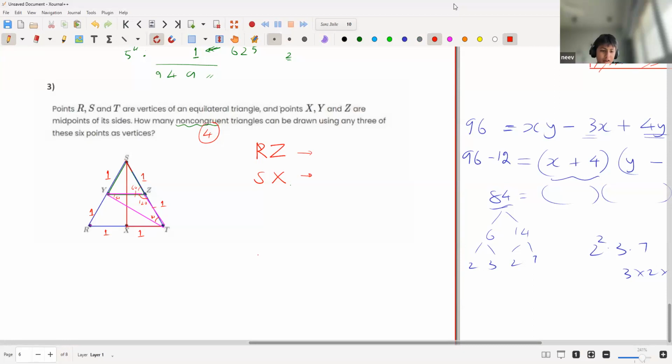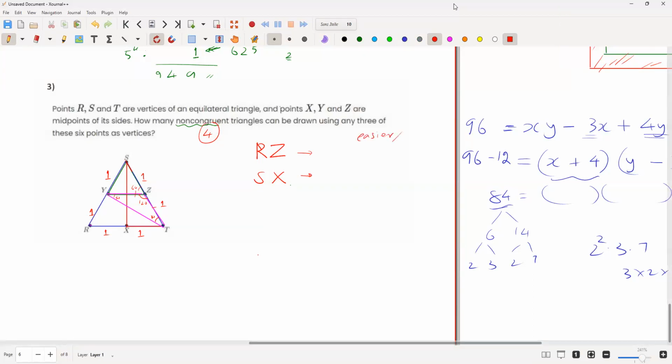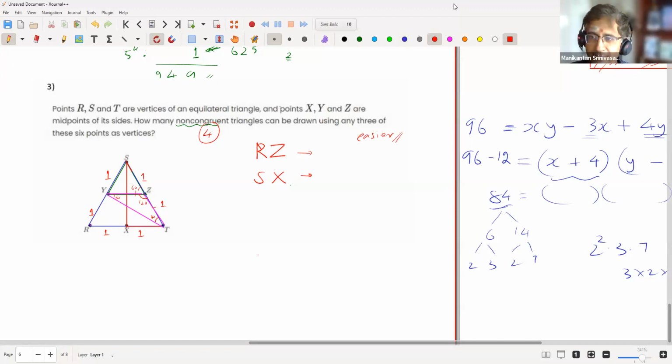I'm still trying to figure it out. None of this is easy. Relatively easier. So SX is a right angle triangle, right? So it is one. Okay. Yes, I heard you and you're right.